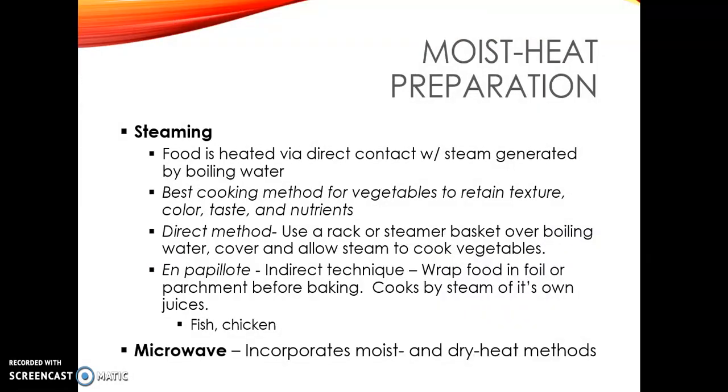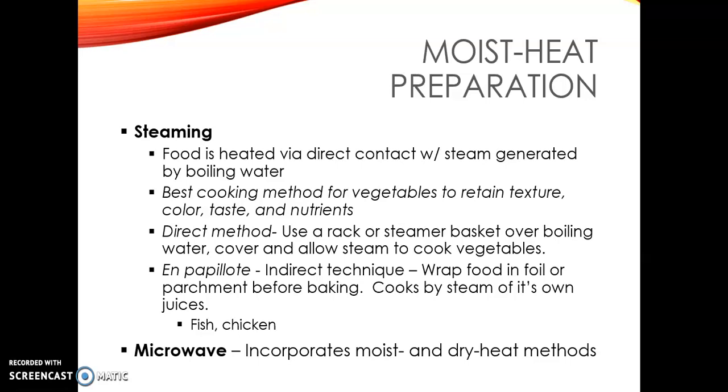Another moist heat preparation method is steaming. This is when food is heated via direct contact with steam generated by boiling water. This is the best cooking method for vegetables to retain their texture, color, taste, and nutrients, and you'll see that in the vegetable lab that we do. I know that everybody goes, oh, steamed vegetables, right? But it really does allow vegetables to hold their shape, their texture, and their color the best.